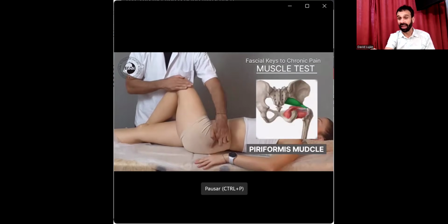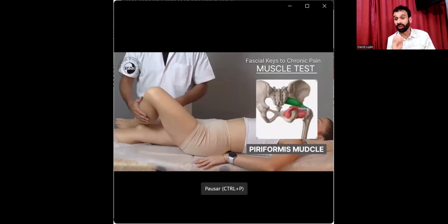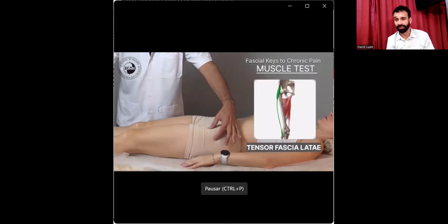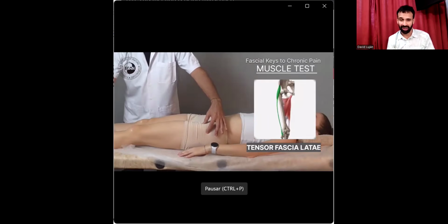And this is piriformis, the mechanical action like this. Piriformis is another garbage collector. We will have all this recorded for you. So I'm speaking too fast, but you will have it there later.